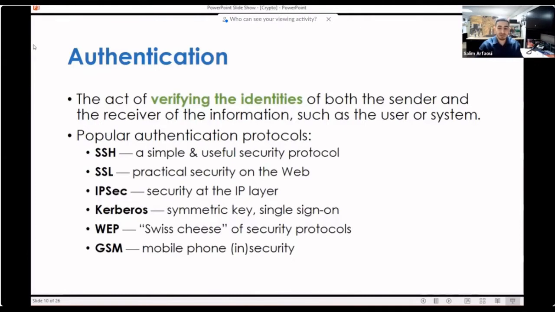So for example, here we have SSH, which stands for Secure Shell Protocol. There's SSL, Secure Socket Layer. There's IPsec, which is usually at the IP layer. That's operating system territory. Kerberos, which uses symmetric key crypto. We're going to talk about it in a second. And then, of course, we have wireless protocols like WEP and GSM and so on, right? WEP is known to be the Swiss cheese of security protocols. It's heavily flawed. However, there are successors and much better protocols.